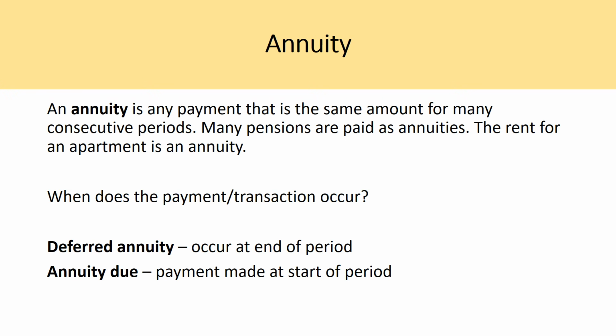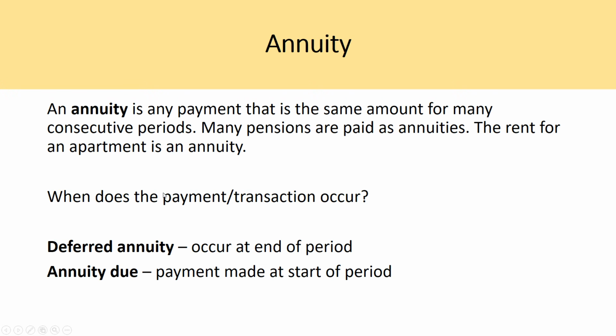An annuity is a payment that is the same amount for many consecutive periods. Many pensions are paid as annuities. The rent for an apartment is an annuity. So say, for example, your monthly rent is $1,000. That is a rent that happens on a periodic basis, on a monthly basis, and it is consecutive. In the end, it will be $1,000 for X amount of years or whatever, assuming that the rent does not grow. So when does the payment transaction occur?